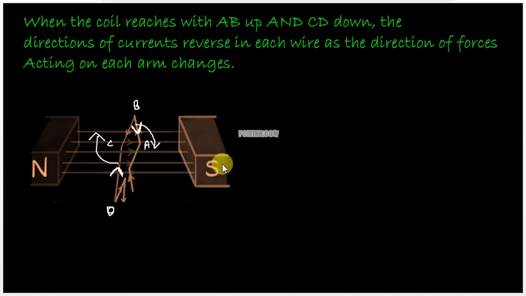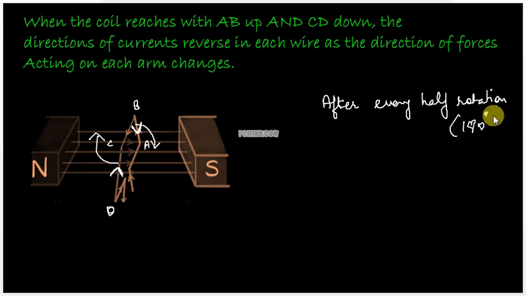Now the same thing is going to happen when the coil rotates completely by 180 degrees, and AB will again go to the top. So after every half rotation, that is a rotation of 180 degrees, the current changes direction. That is why we are giving it the name AC generator, because it is inducing an alternating current.